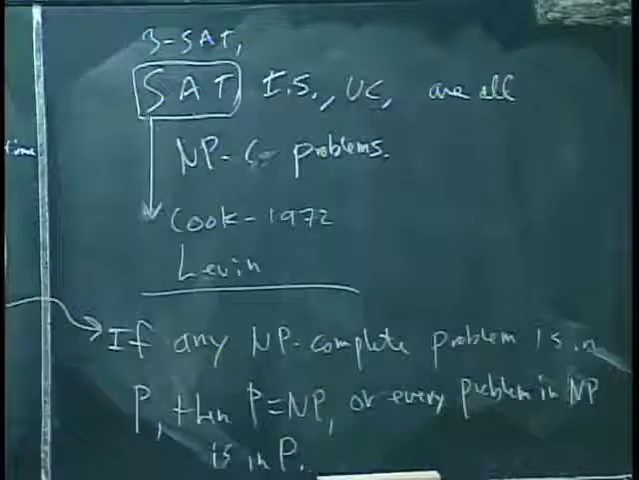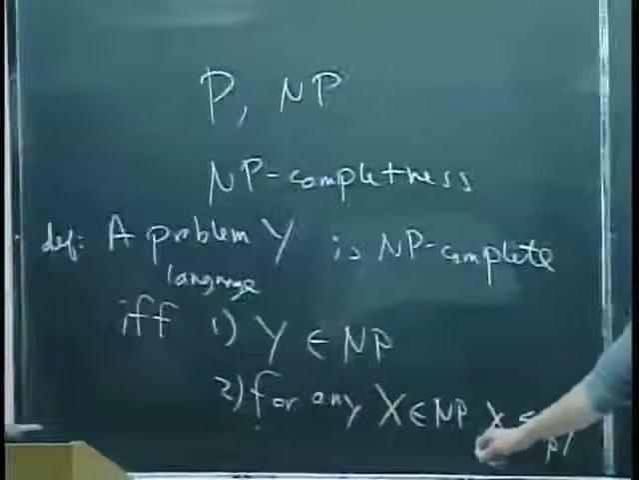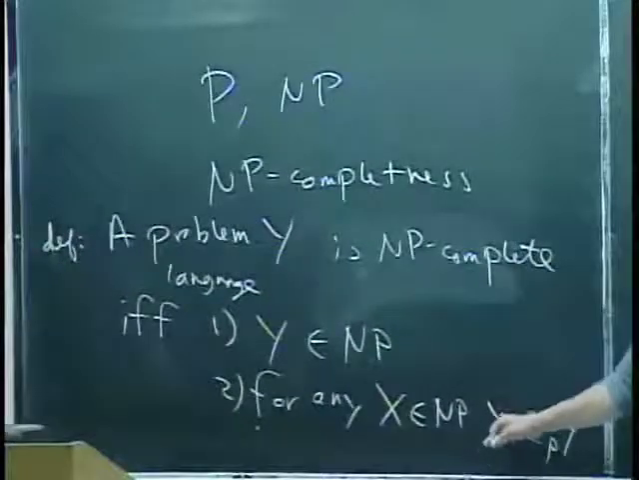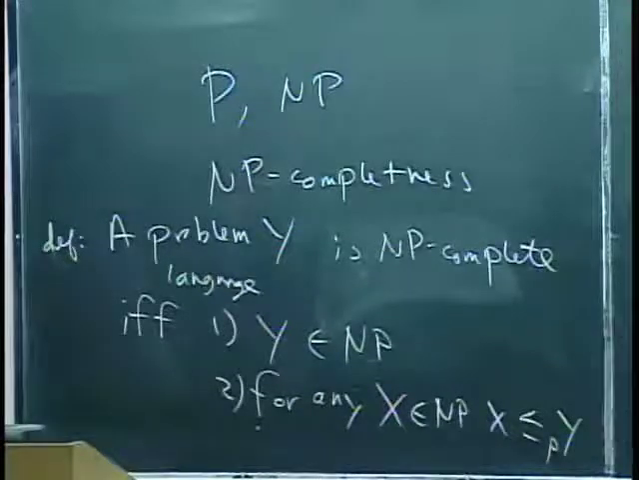So if I'm working on vertex cover and I find that I have a polynomial time algorithm for it, through this reduction of SAT to vertex cover, I now have a polynomial time algorithm for SAT. So I wasn't just working on vertex cover, I was working on SAT also, and every other problem in NP, which means every other NP-complete problem.